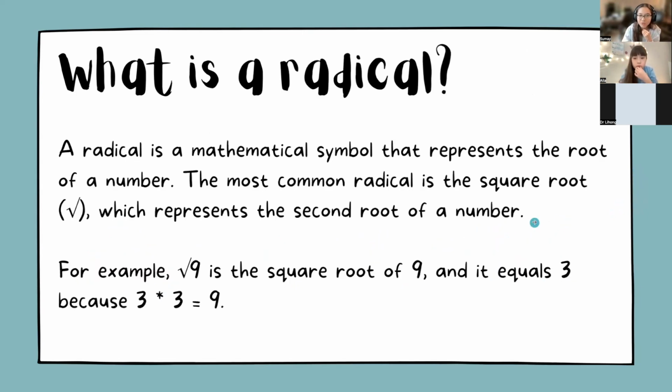So what is a radical? A radical is a mathematical symbol that represents the root of a number. The most common radical is the square root, which we just saw, which represents the second root of a number. For example, the square root of 9 is 3 because 3 times 3 equals 9. And this radical symbol is how we're representing that.